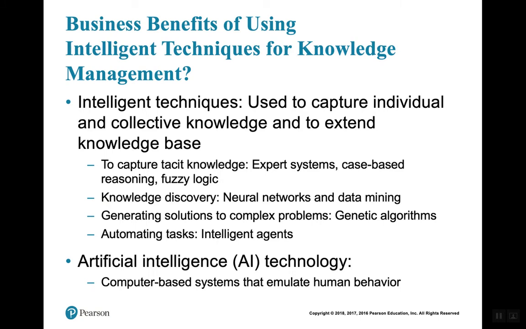So things like fuzzy logic: being able to make analysis and decisions when things are not necessarily cut and dry. It's not an either-or condition, and it could be any number of things. All right. Knowledge discovery. So things like neural networks and data mining fall into those categories.